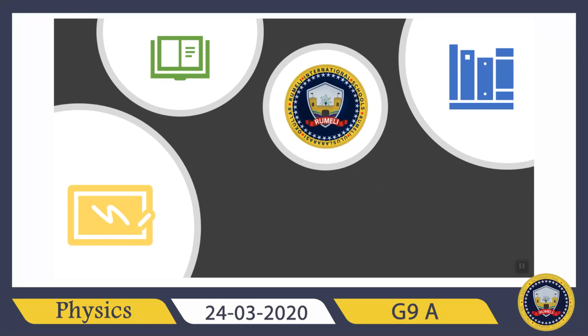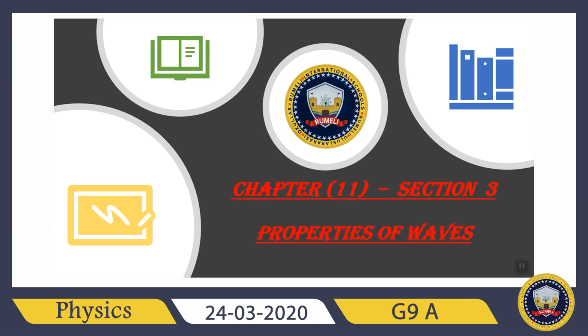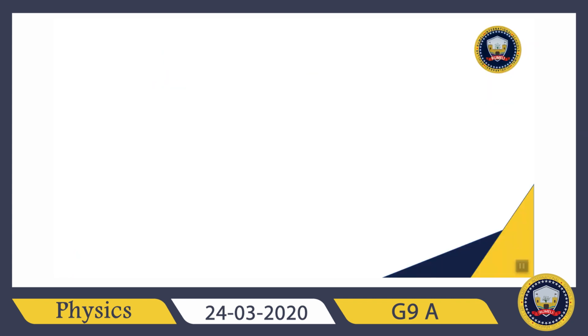We have studied before, as you know, section 1 and section 2 in chapter 11 about simple harmonic motion. Our topic today in section 3 is about waves, what types of waves, and properties of waves. So let's see at the beginning what's meant by wave.